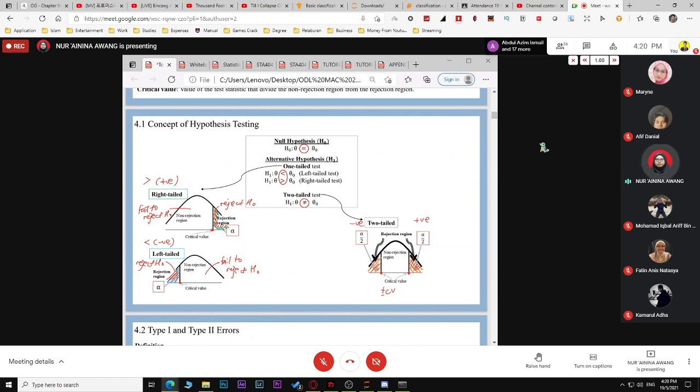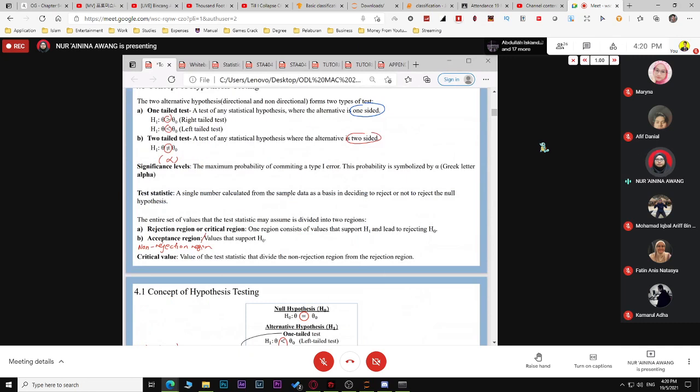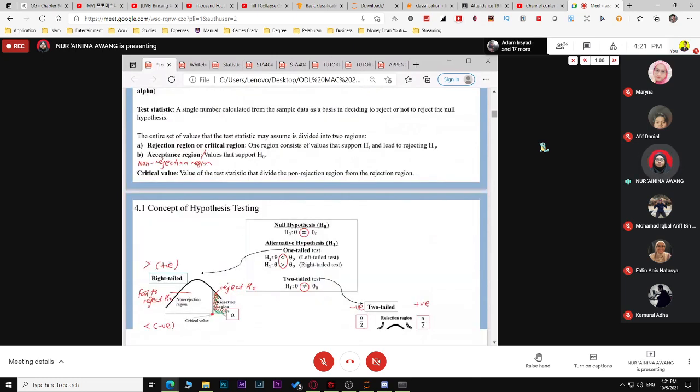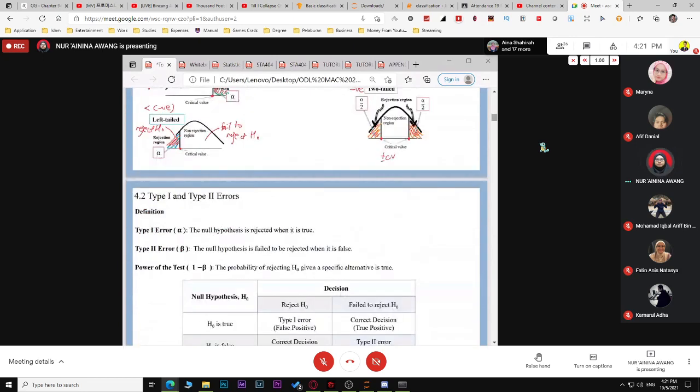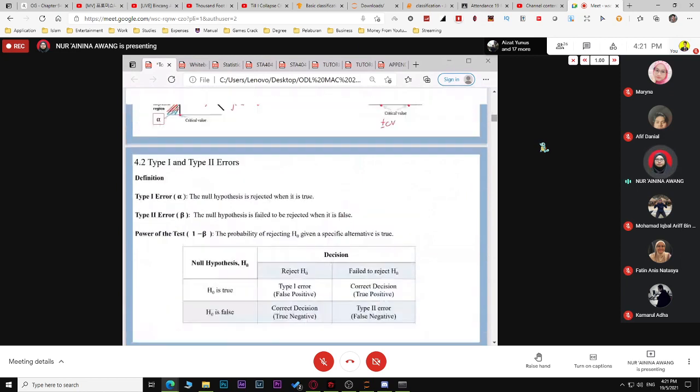Okay, so this graph explains these terms: significant level, test statistic, rejection and non-rejection region, and also critical value. So this is the graph to explain all the definitions and terms. Okay, so we look at the next definition.